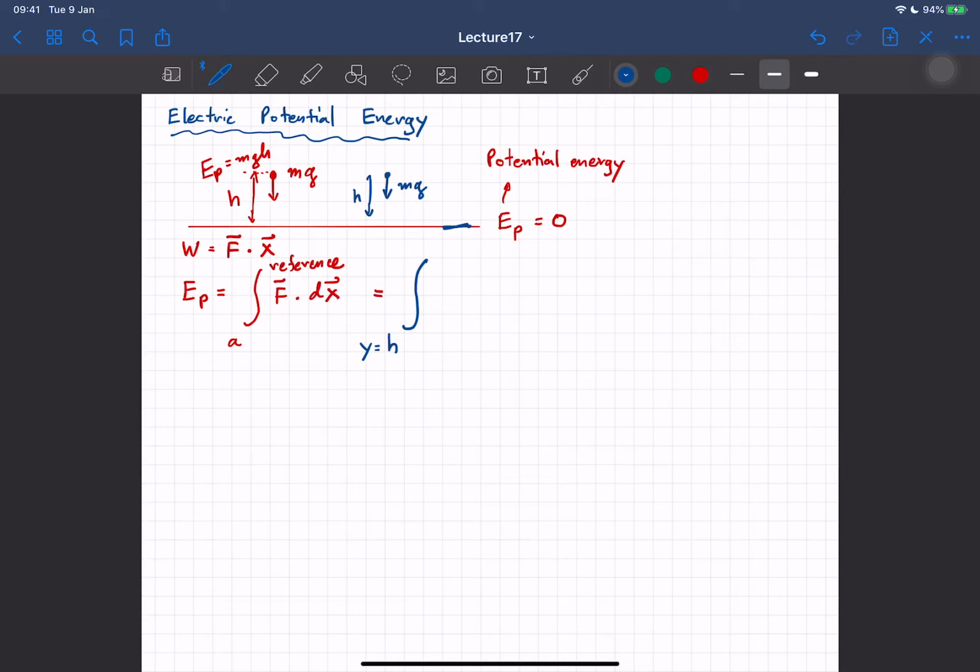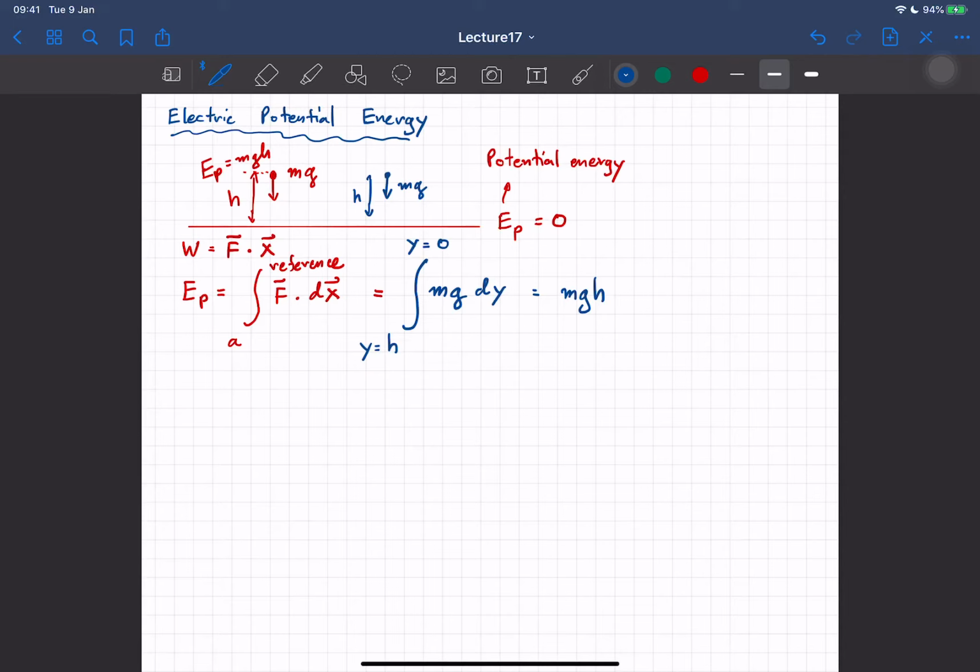And that's on the ground, so that's h equal to 0. So integral from y equal to h to y equal to 0. And then what is the force? It's mg. And dx becomes dy because we use y as the variable in the vertical direction for the distance. And by evaluating this, you get mgh. So that's the potential energy.